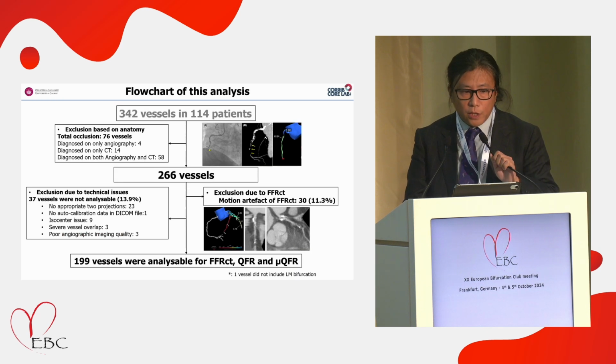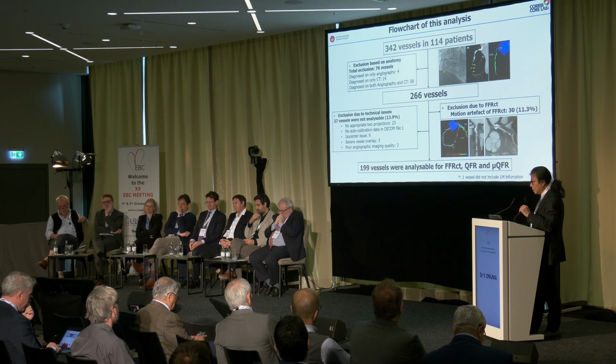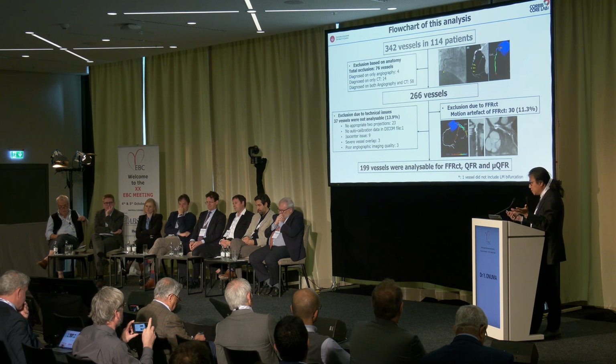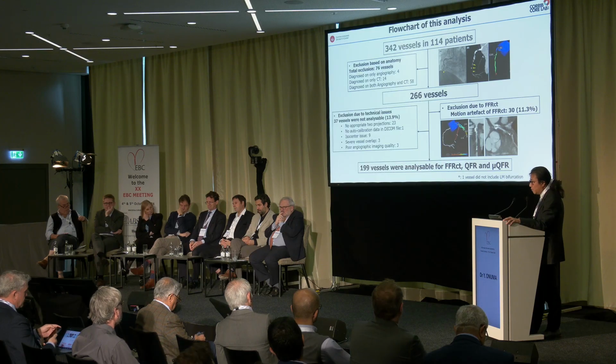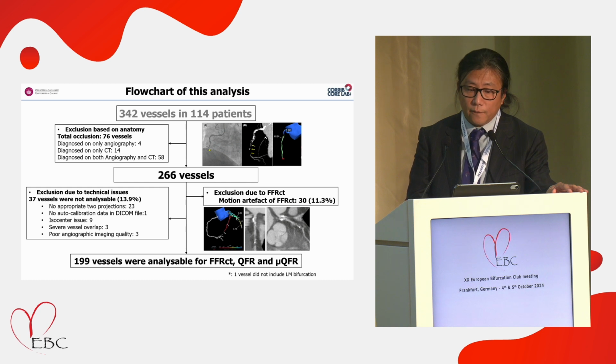So this is the population. We had 114 patients, 342 vessels, but we excluded the CTO because there's no need for QFR in a CTO, and the software doesn't give the values. So we have 266 vessels, and because of technical problems with the angiography or the FFR-CT, we excluded some vessels. So in the end, we have 199 vessels analyzable for FFR-CT, QFR, and myoQFR.